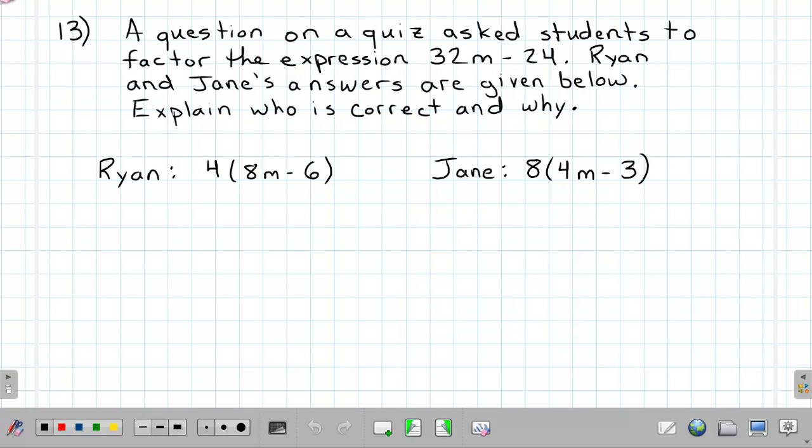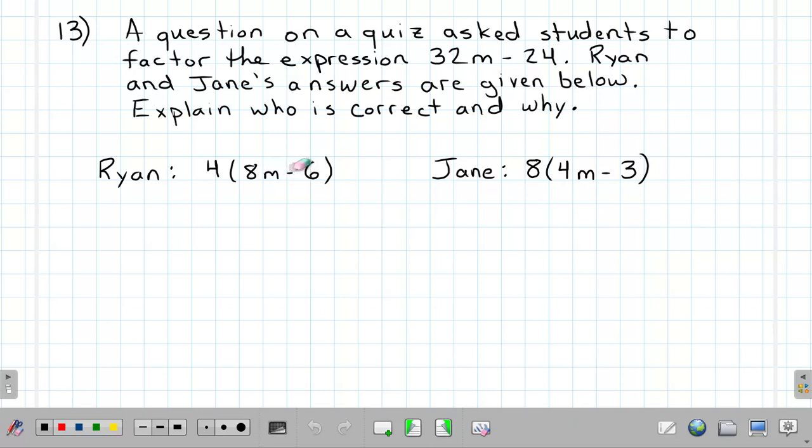Well, if you check both of them by distributing, you would see Ryan has 4 times 8m, which is 32m, minus 4 times 6, which is 24. So his actually checks out in terms of the distributing. So he factored out a 4, but look what's on the inside left over. We have an 8m and a 6. In this case, we can see both of those are even. So that's actually not completely factored because, once again, you could take out another 2 here.